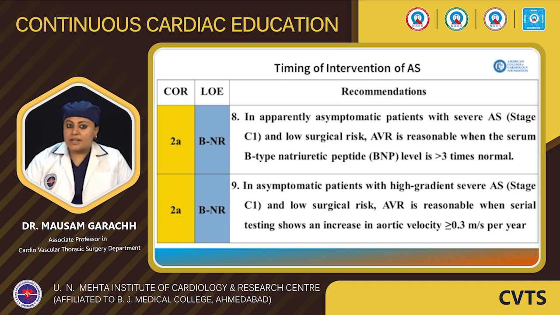Now Class 2A, B-NR: in an asymptomatic patient with a high gradient severe aortic stenosis, stage C1, and low surgical risk, AVR is reasonable when serial testing shows an increase in jet velocity of more than 0.3 meter per second per year.